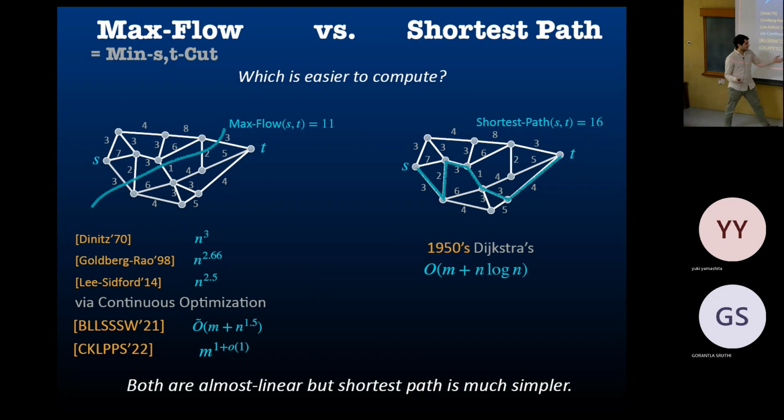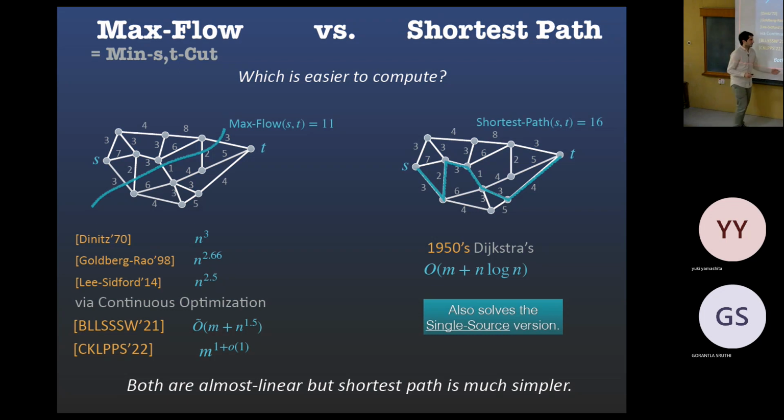So what this means is, okay, this is very, very simple. A half-page algorithm paper, versus a 100-page paper, and so on. So max flow is more complicated, but it's not harder. There's no separation here. You ignore the subpolynomial factor. But actually, this problem solves a more general problem.